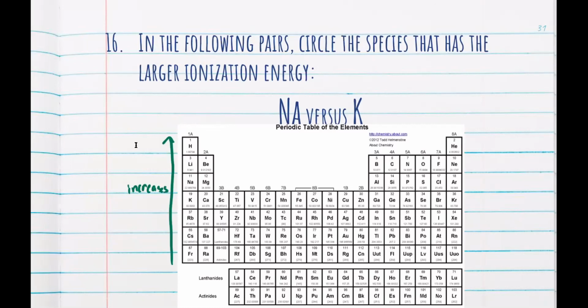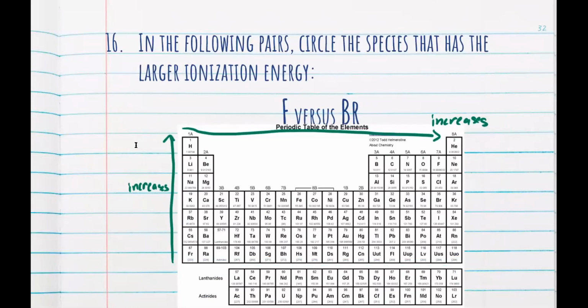And as we move across, it also increases. So let's look at sodium and potassium. Sodium is here, potassium. So we can see that sodium is above potassium. Therefore, it's going to have a higher ionization energy.